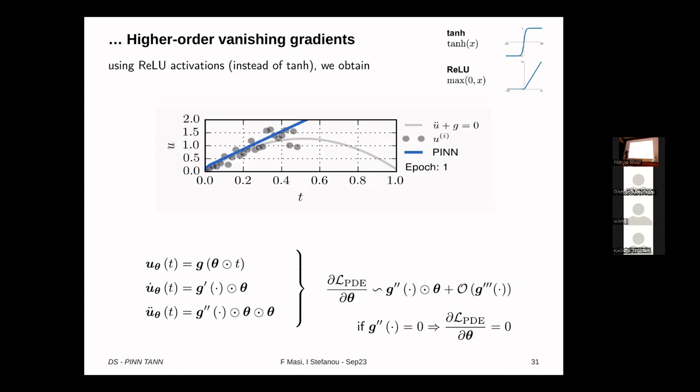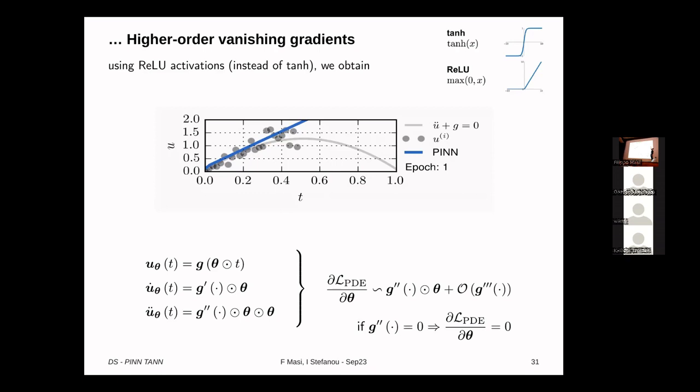Of course, when we compute with automatic differentiation, the second derivative mathematically will be given like this: the second derivative of the activation function, twice, times the parameter. So if we try to minimize the loss on the residual, that is on the second derivative of u, we will find something like this, where the notation is abused. It means that we have a second derivative of g, the activation function, plus something that is a third derivative. Now, if the second derivative of g is equal to 0, your gradient is equal to 0.